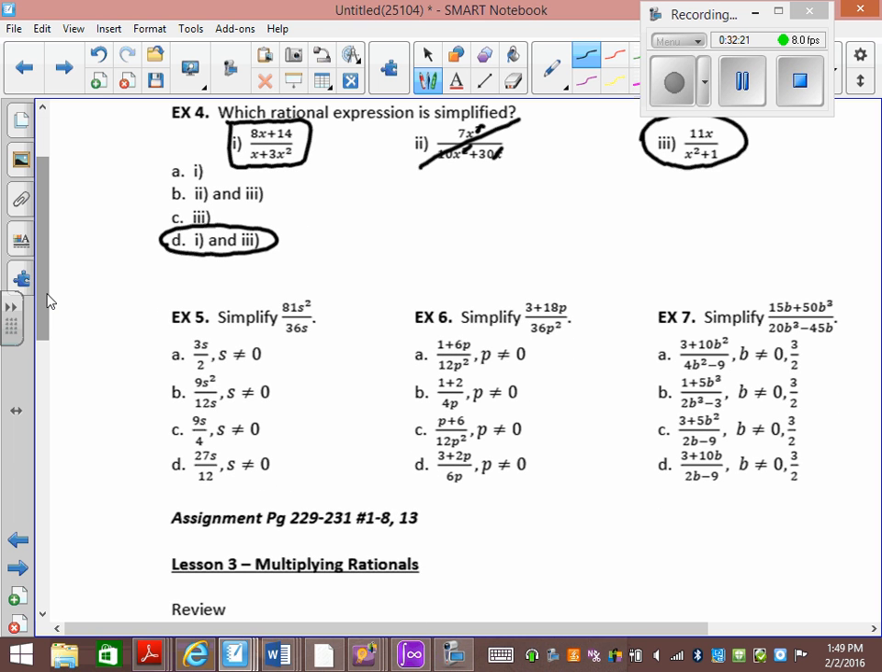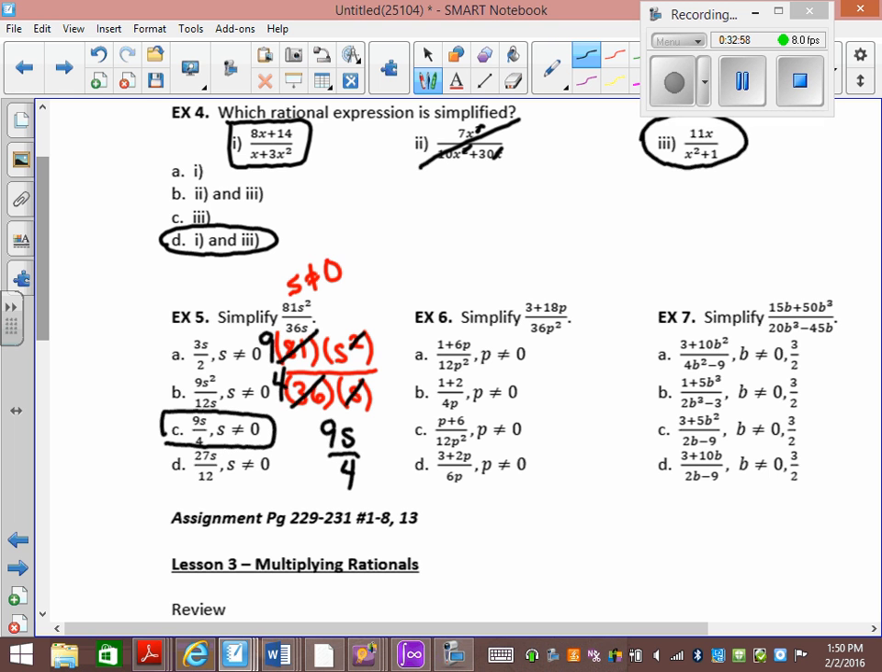81s squared, 36s. Well, we know that it's going to be 81s squared over 36s. We know s is not going to be equal to 0. I know that I can take an s out of both of these. And what can I take out of 81 and 36? 9. I've taken 9 out of 81 and left with 9, and 9 out of 36 and left with 4. So it's 9s over 4, which is C.